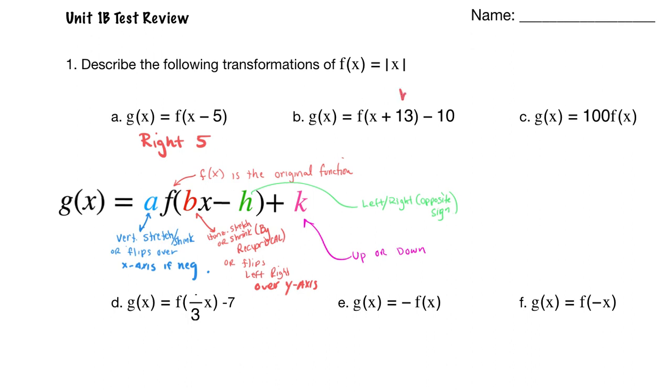Here I've got an h of negative 13, so it goes left 13, because it's the opposite sign. That's a plus. We use minus 13. And the negative 10, that's like a k value, so this is going to be down by 10. So k equals negative 10, so it's down by 10 units.